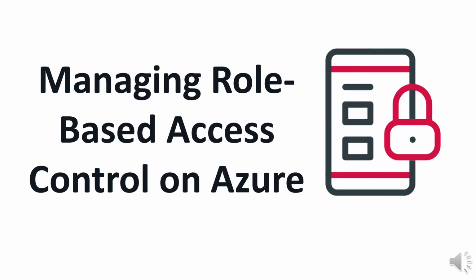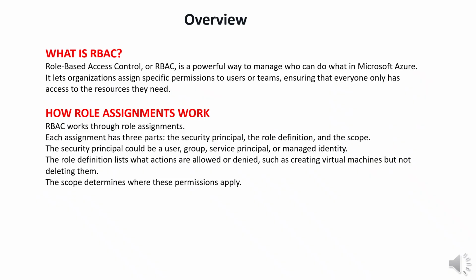Managing role-based access control on Azure. Role-based access control, or RBAC, is a powerful way to manage who can do what in Microsoft Azure. It lets organizations assign specific permissions to users or teams, ensuring that everyone only has access to the resources they need. RBAC works through role assignments.